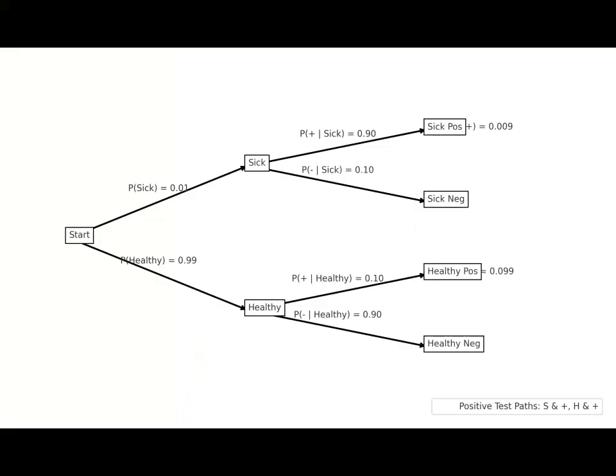A tree diagram breaks the problem down visually. The first branches show disease status. The second, test results. Multiply along the path to get joint probabilities. This diagram reveals that most positive tests are false positives due to disease rarity.